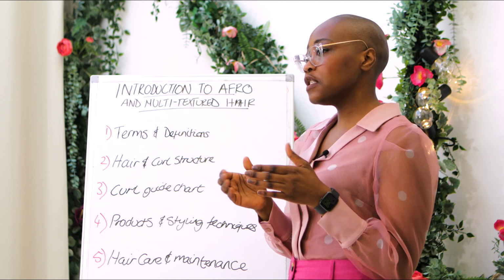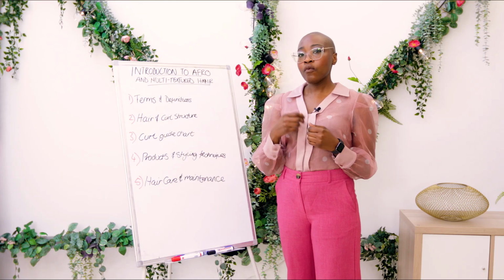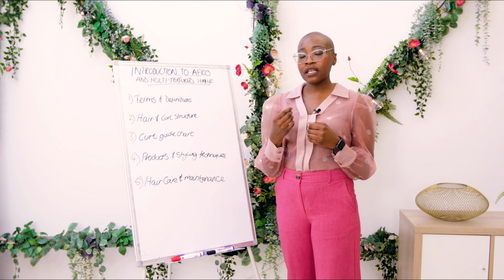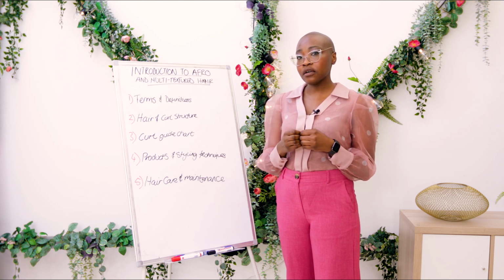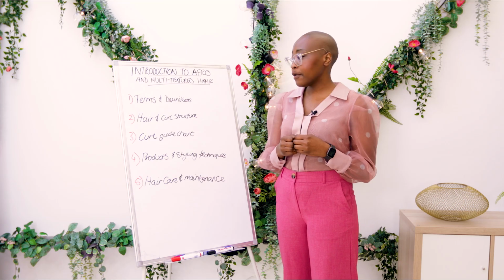The next thing that we want to look at is the hair and the curl structure, specifically looking at the 2 differences between the 2 hair groups. One is tightly coiled, one is a slightly looser curl to a tighter curl. So we're going to look a little bit more about that.